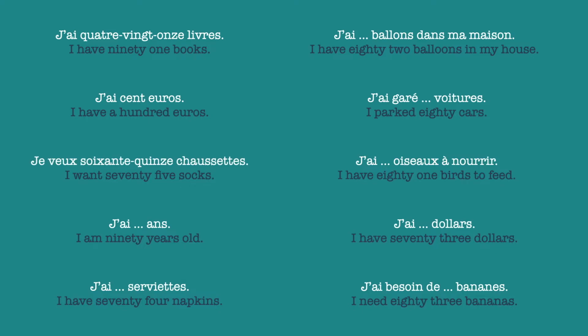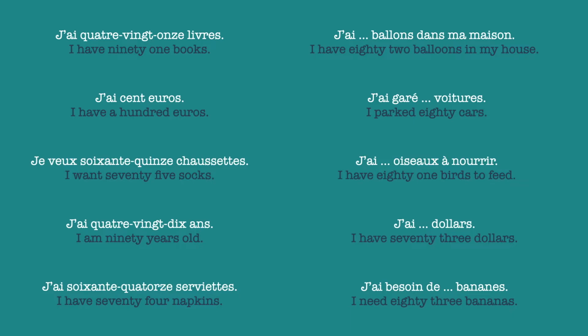Je veux 75 chaussettes. 60 plus 15. I am 90 years old, is the following sentence. J'ai 90 ans. 4 times 20 plus 10. 90 in French. 74 is the next number. J'ai 74 serviettes. Maybe a lot of napkins for a wedding, who knows?